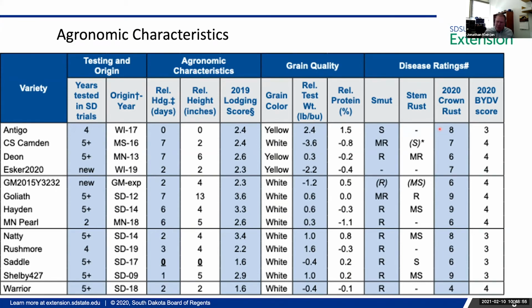I've been trying to transition into a number scale because I feel it's more intuitive for producers to read. So the number scales would range from 1 to 9, 1 being the most resistant to crown rust and 9 being the most susceptible. Same with Barley Yellow Dwarf. And smut and stem rust are still in the susceptible-resistant rating category. We just haven't had the opportunity to rate those diseases.